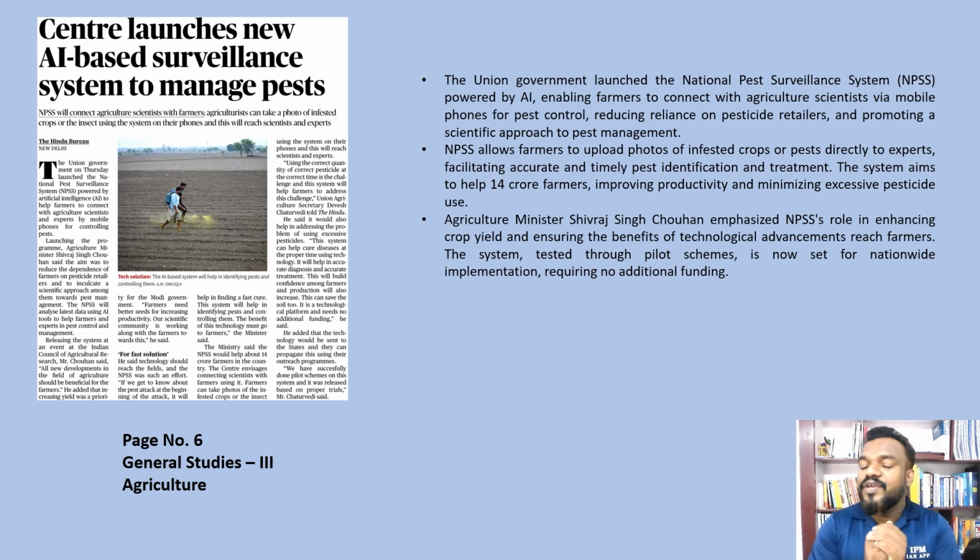So basically you need to have a clear idea about it, because we are living in an era of artificial intelligence. In order to address problems which are faced by the farmers, this will be a great solution for them. So understand more about this National Pest Surveillance System. This particular article is coming in page number 6, General Studies 3 and Agriculture.